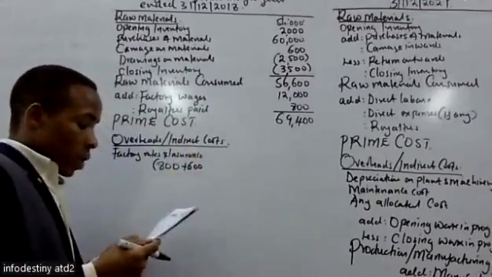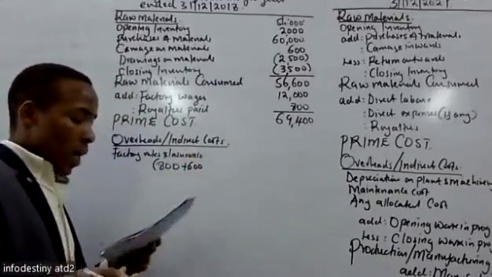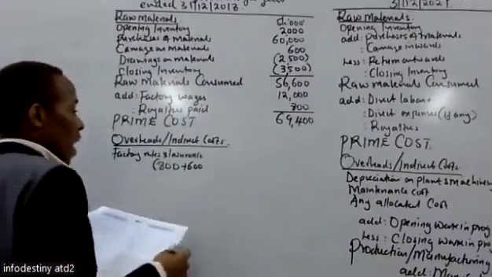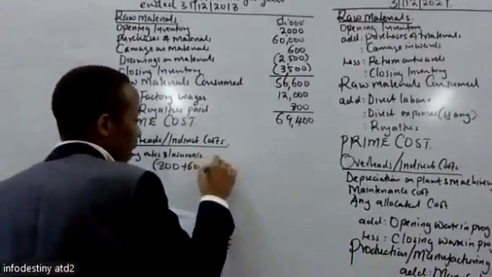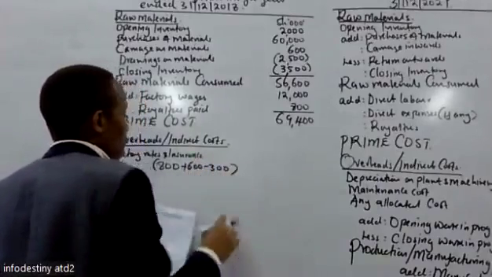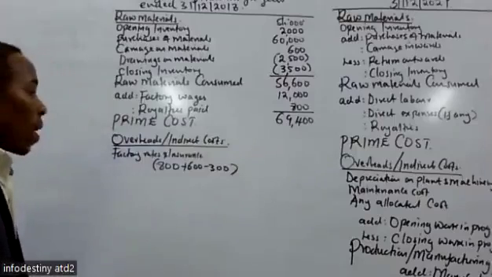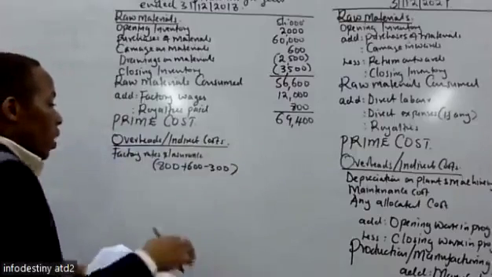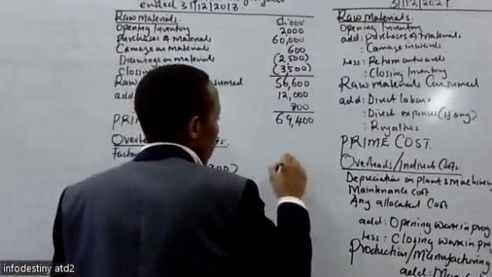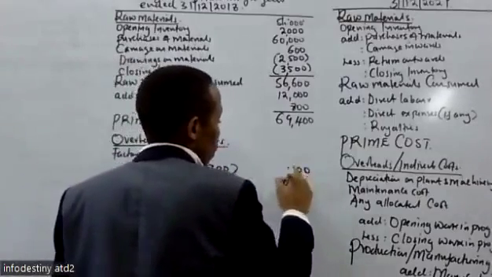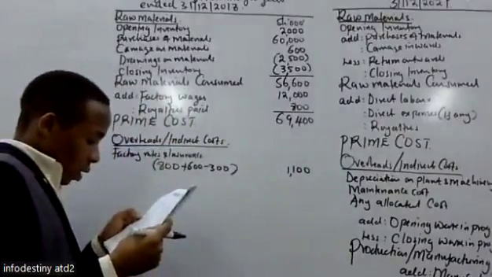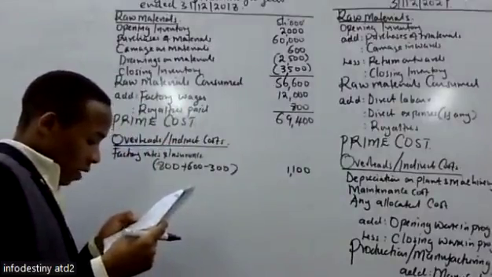Then also number 6, we are told that we have prepaid insurance for the factory of 300. Prepayments at the end of the year we less. So we less 300. This is what will give us the amount of the factory rates and insurance. So this is 1400 minus the 300, that is 1100. Then let's see the other costs that we have.